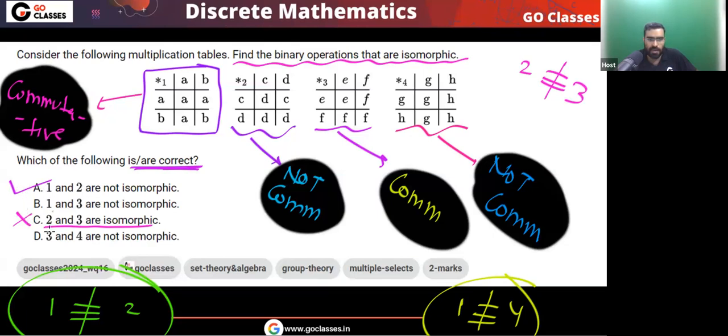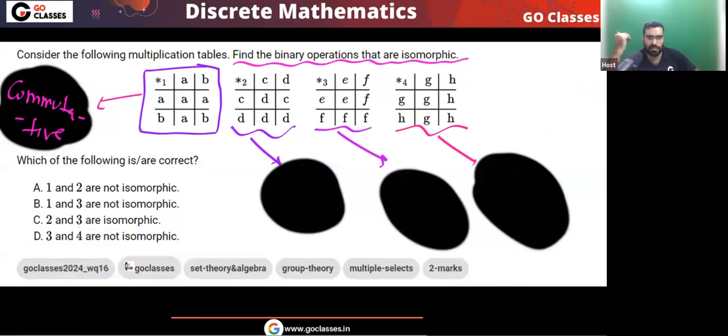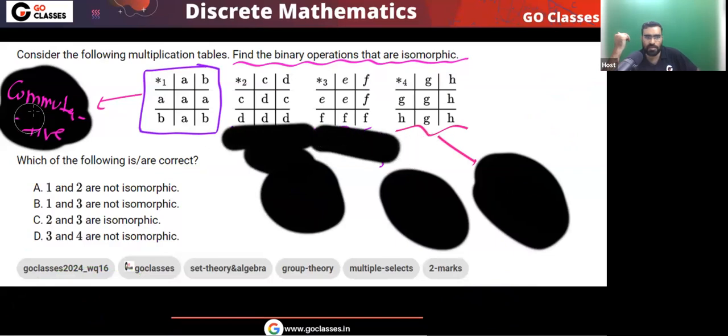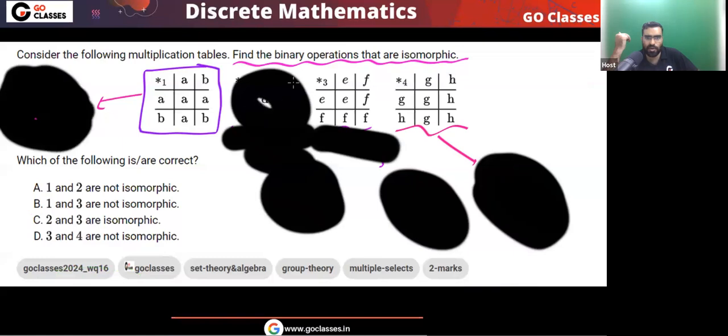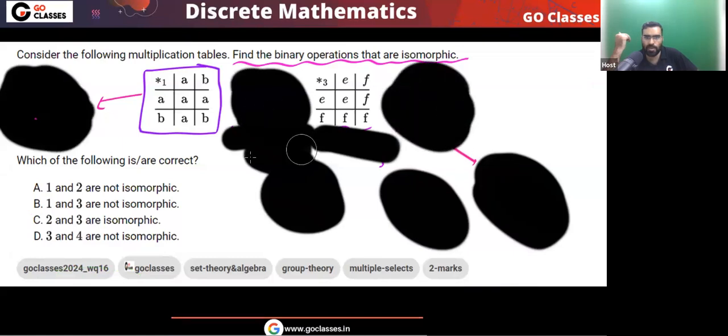And what about 3 comma 4? They are also not isomorphic. What is remaining to check? We only need to check 1 comma 3. Just forget about the remaining; let's check 1 comma 3 now.